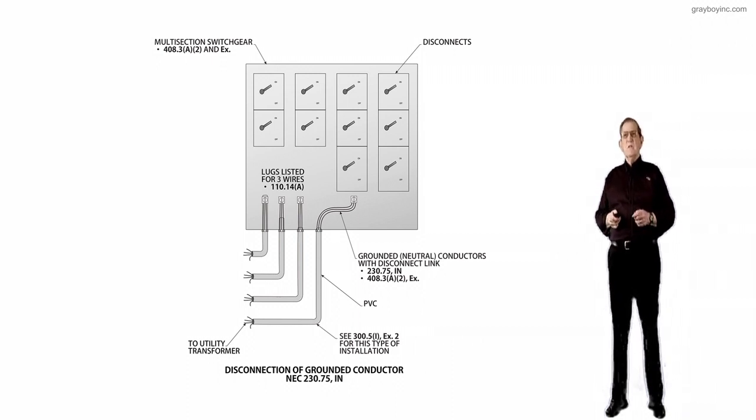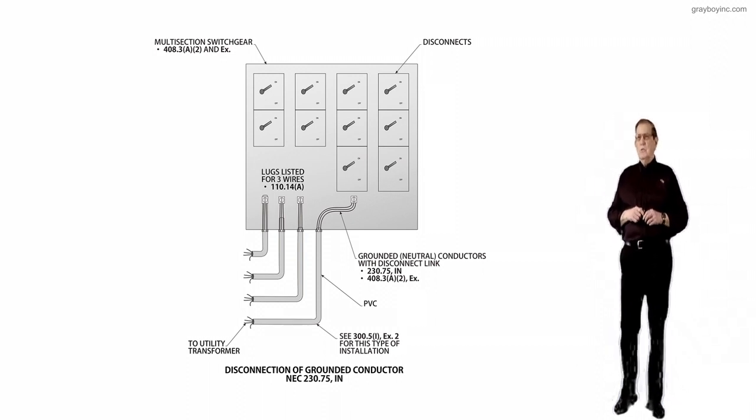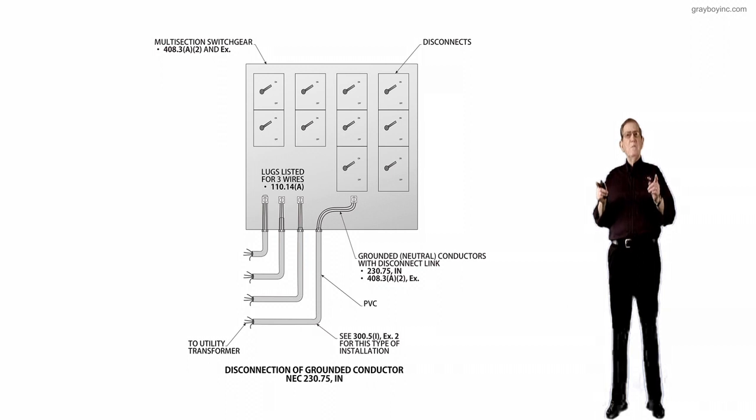Now notice, people say you can't run all the L1s, all L2s, all L3s, and the neutral together. But notice this system is 300.5(I) exception 2, and for this type of installation, we're coming into a non-metallic bottom or open bottom, and this is all non-metallic, installed according to 230.75 informational note. Since these are non-metallic raceways, PVC, this allows it, as there's no metal involved, to make this type of installation.